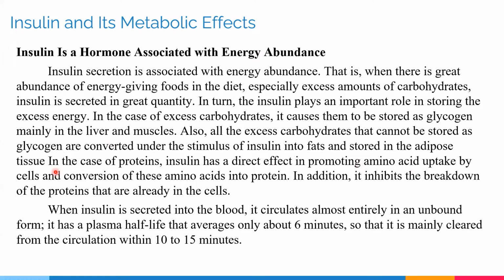In case of proteins, insulin has a direct effect in promoting amino acid uptake by cells and conversion of these amino acids into proteins. In addition, it inhibits the breakdown of the proteins that are already present in the cells. When insulin is secreted into the blood, it circulates almost entirely in an unbound form. It has a plasma half-life that averages only about 6 minutes, so that it is mainly cleared from circulation within 10 to 15 minutes.